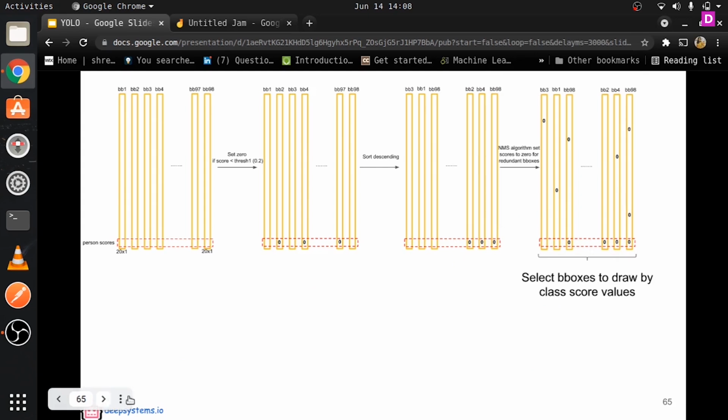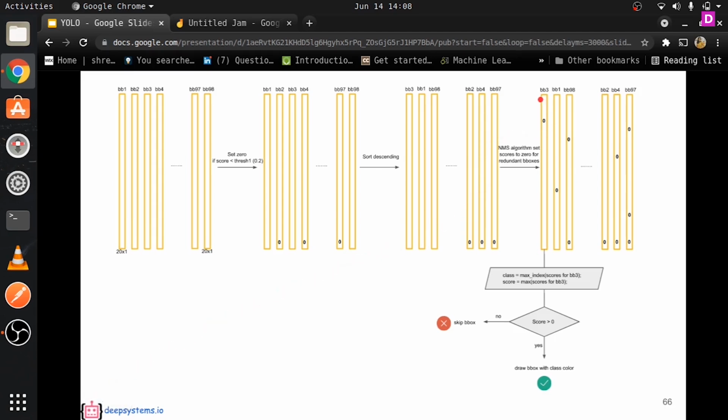So now you will draw the bounding boxes according to these values. We'll see how. You go through each bounding box and check: in this bounding box, is there a maximum index value, and is there a score? If that score is greater than 0, and you have the index there, then you draw the box; otherwise you won't draw the box. So here it will check the scores for bounding box 3 and the index for that score. If it is the 8th index, that means it is for the 8th object. So your class becomes the 8th object, and your score is basically the maximum of this value.